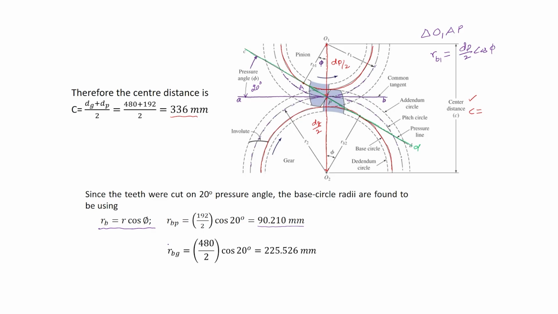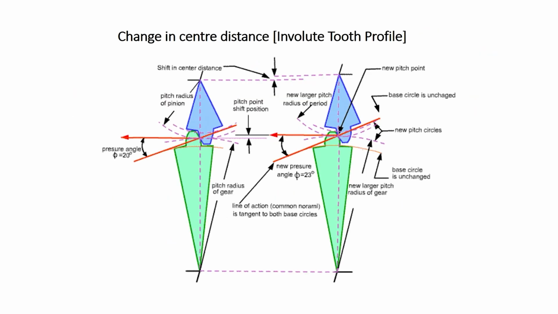and the base circle radius of the gear is equal to the pitch circle radius of the gear, which is 480 divided by 2, times cos phi, which is 225.526 mm.